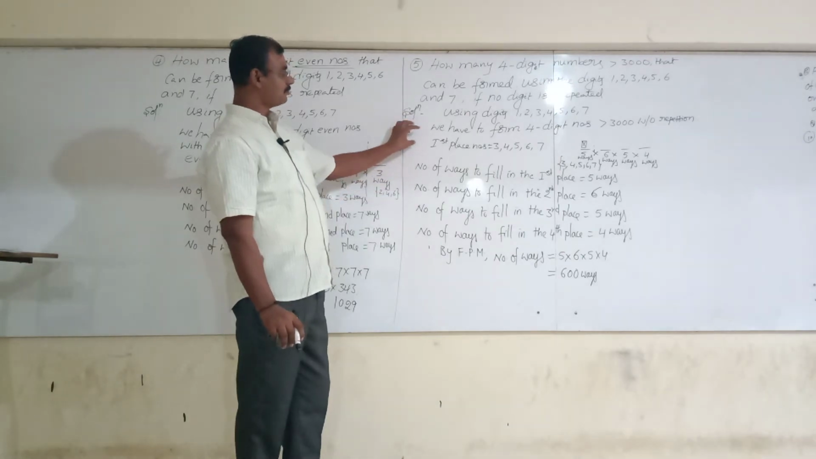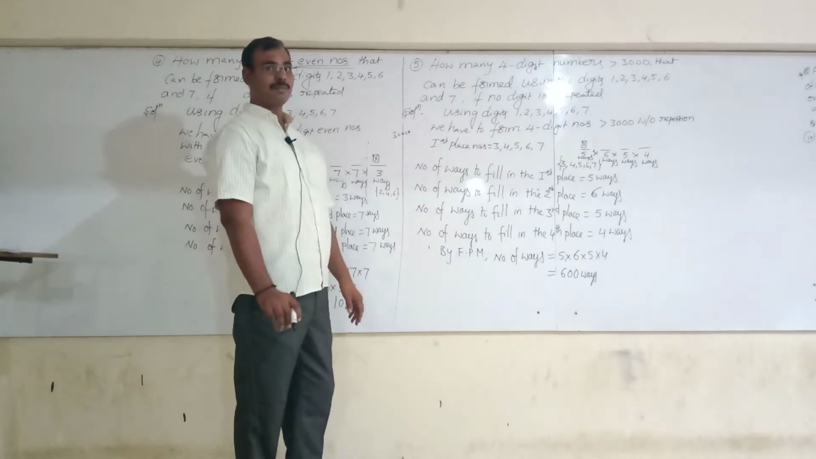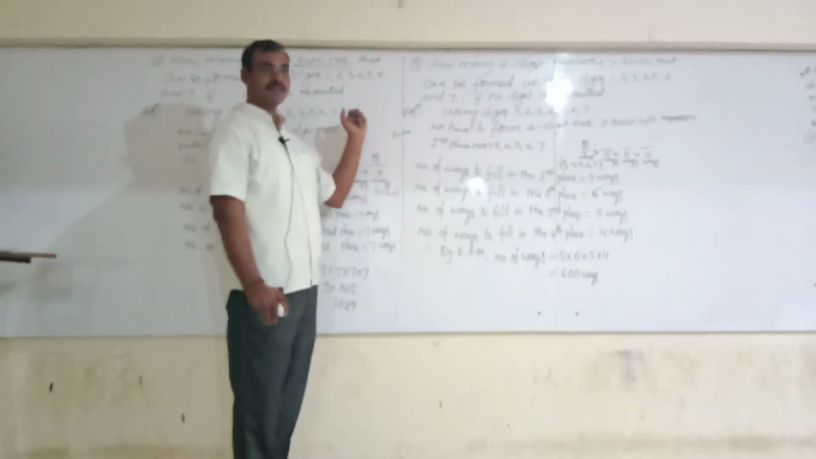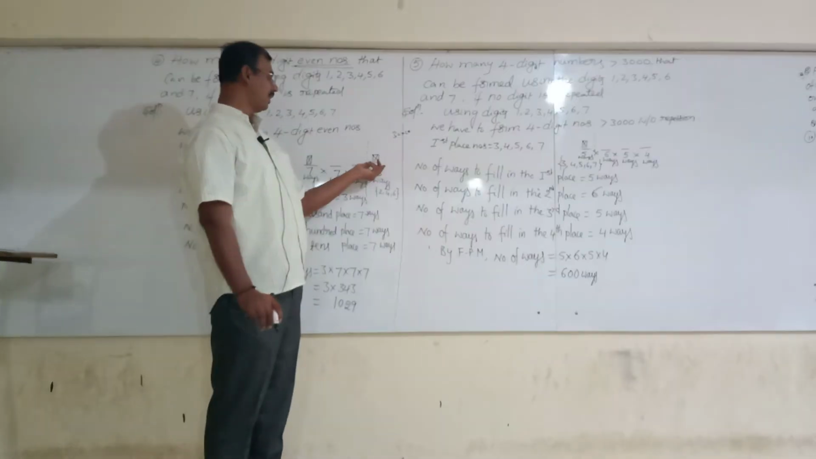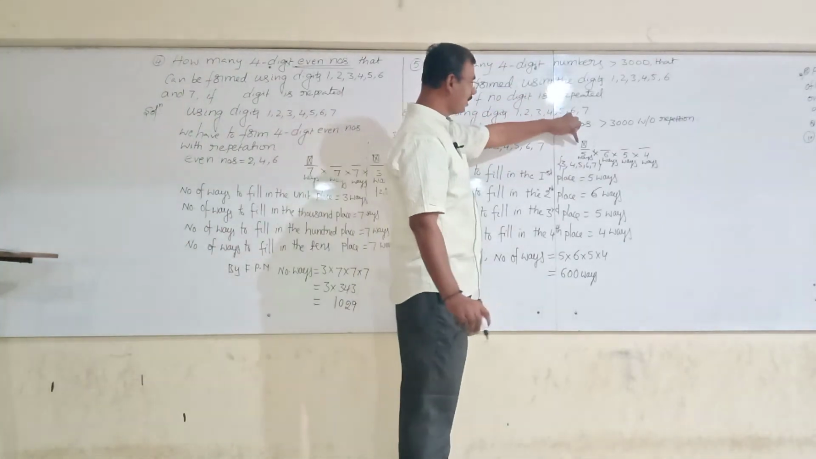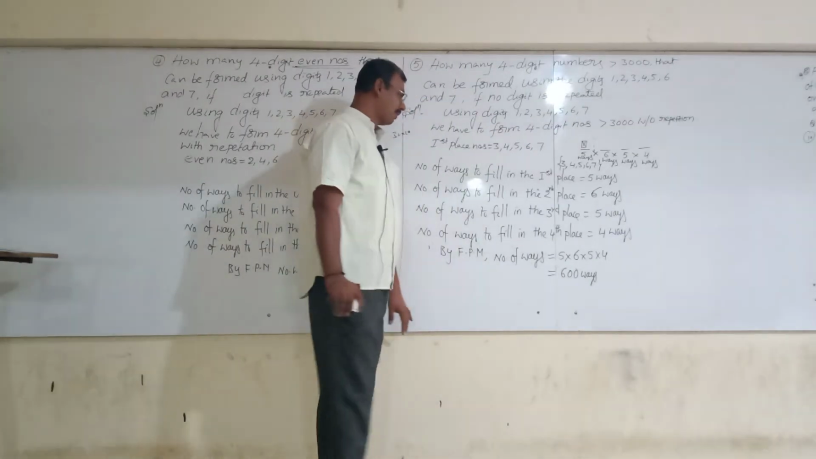Understood this concept? Mainly the leading position is easy. Here the primary condition is important. Here the primary condition is even numbers. Even numbers are given, which means we have to fill in the unit place first. More than 3000, so we start with the leading position. Note down this problem, all of you.